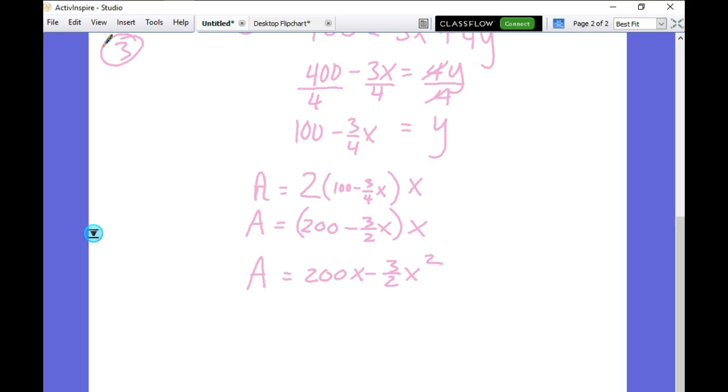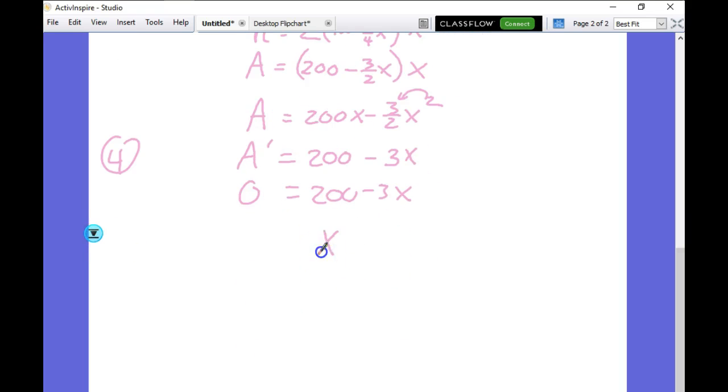I bet you guys can finish it from here. All right, so now what do we do? Find the derivative, set it equal to 0, right? Because we're looking for the minimum or maximum, if you multiply here, you get 6 over 2, which is 3. And then we set it equal to 0. Solving for x, we get x equals 200 over 3.